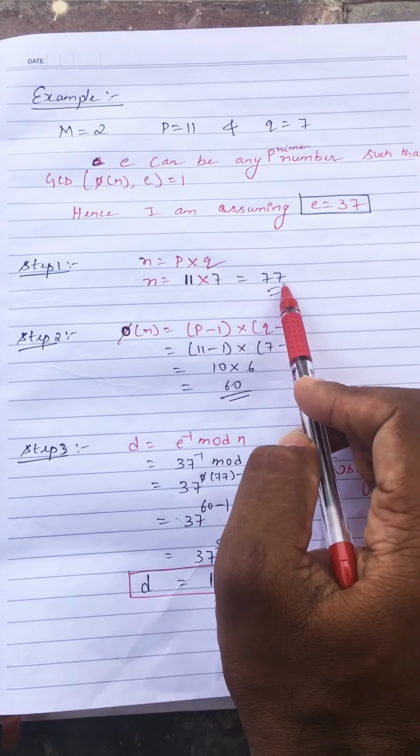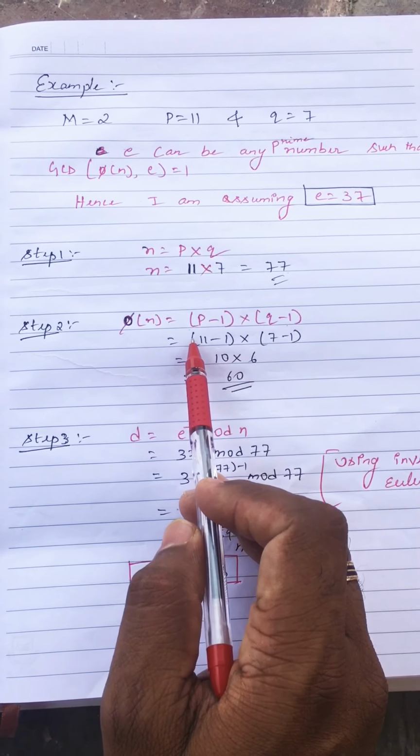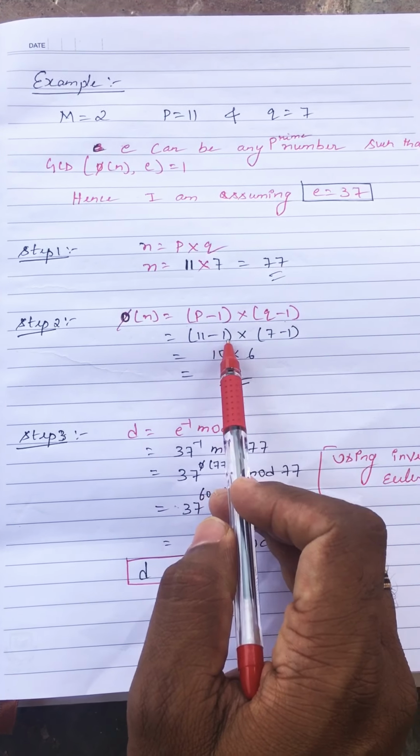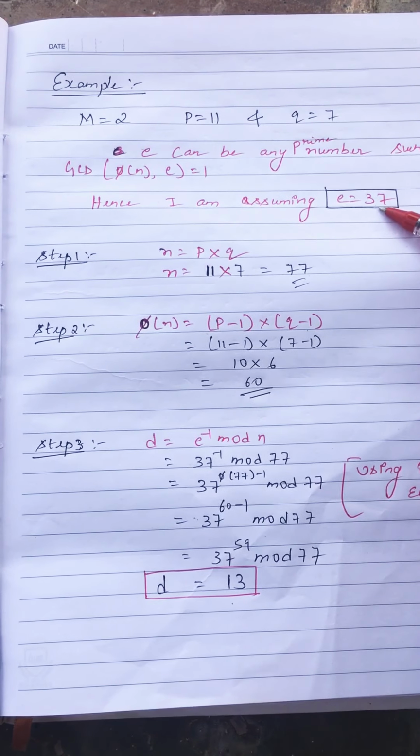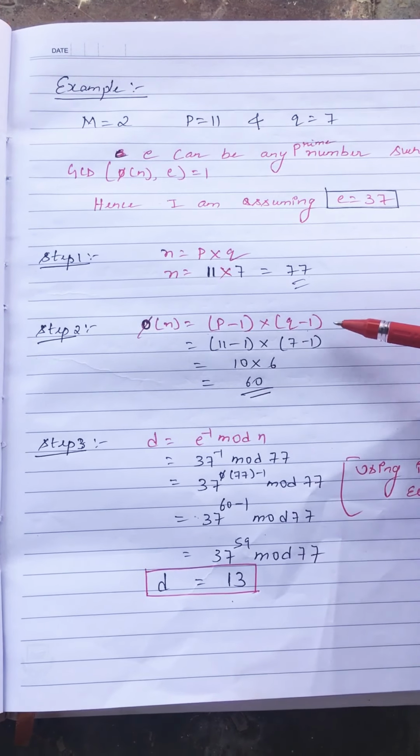In my second step, phi of n equals (p minus 1) into (q minus 1). So p is 11 minus 1, into q is 7 minus 1, so 10 into 6, which is 60. The GCD of these two numbers, whatever number we take as e, should be equal to 1.